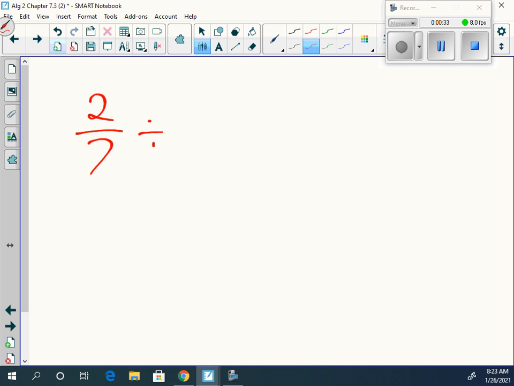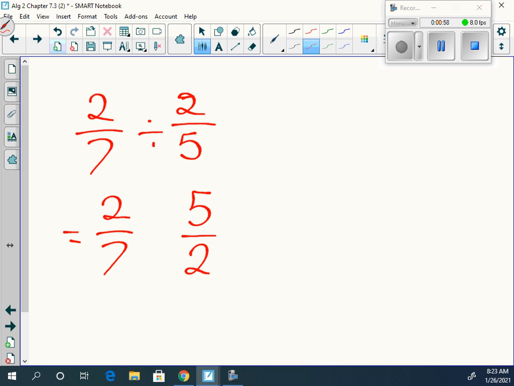So 2/7 divided by, let's say, 2/5. So how would we divide these two fractions? Now which one do we flip? Right, the 2/7 stays the same. We flip the 2/5 to 5/2, and what else? And we multiply.